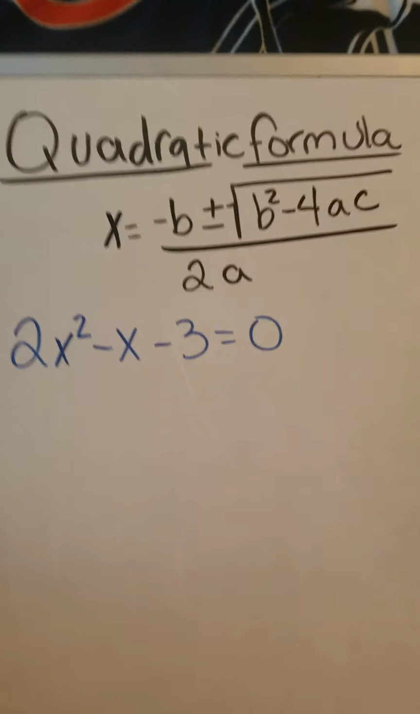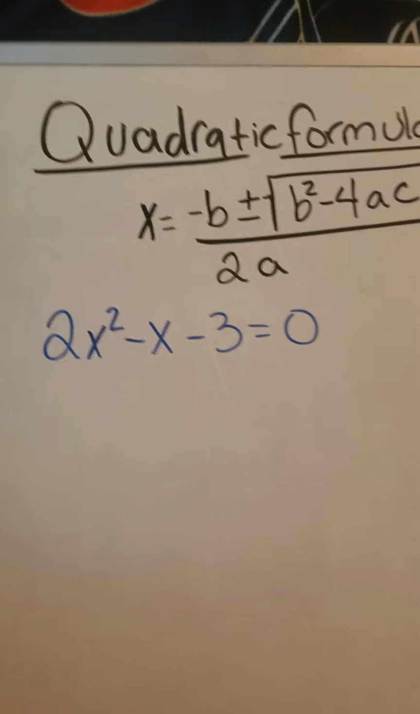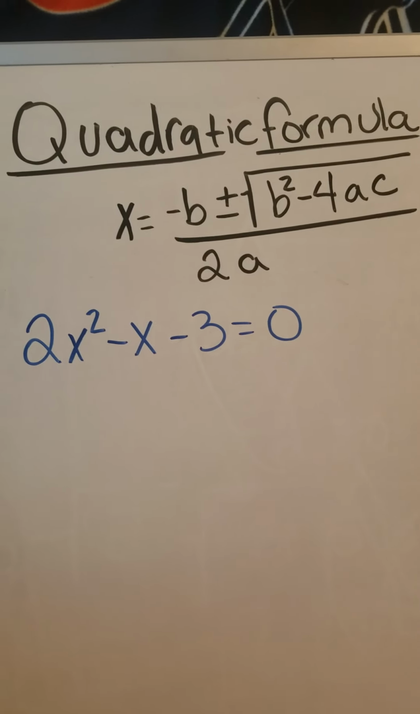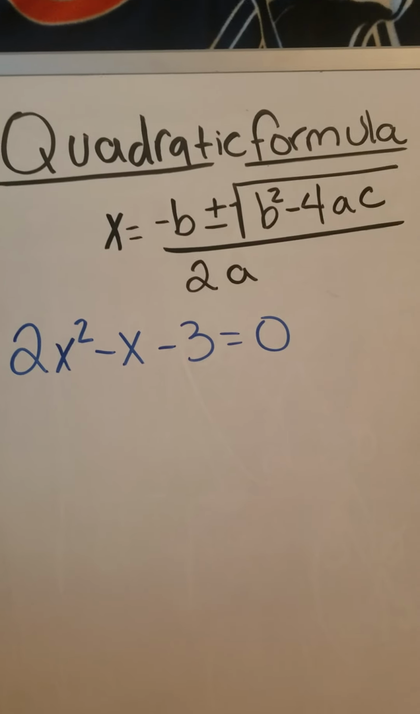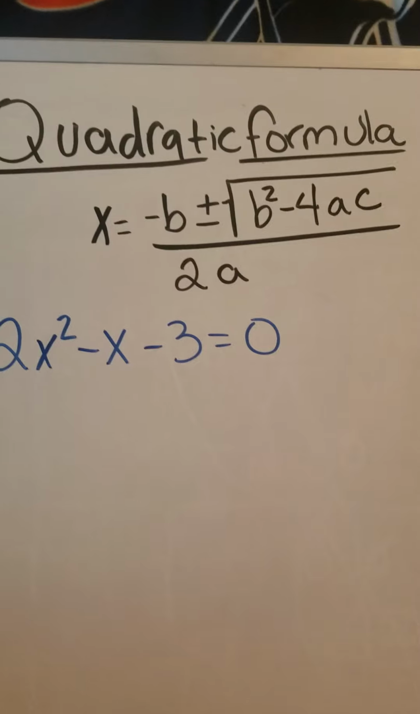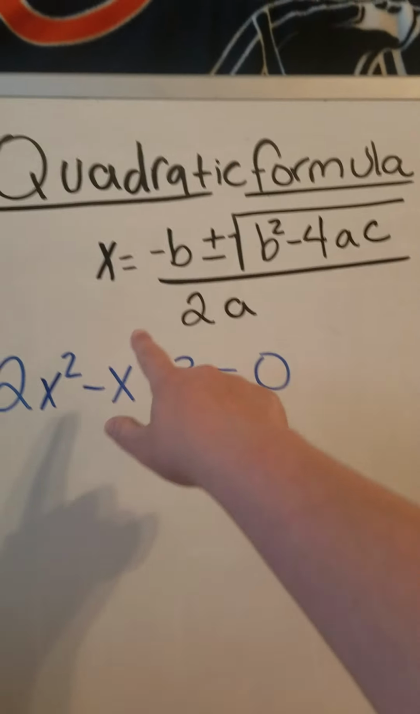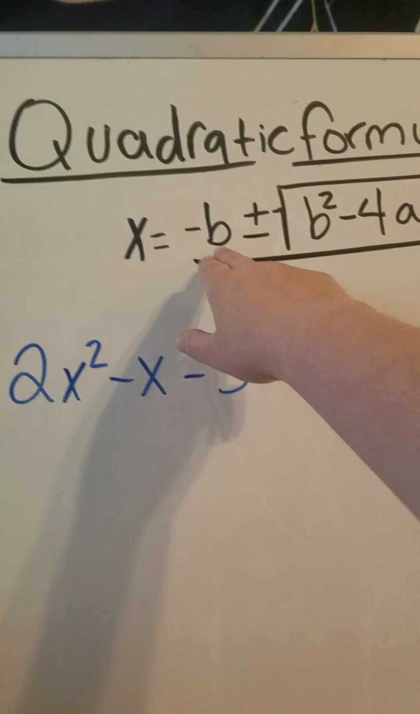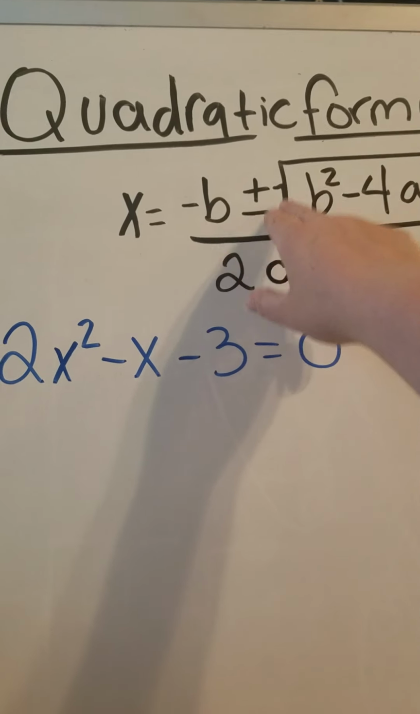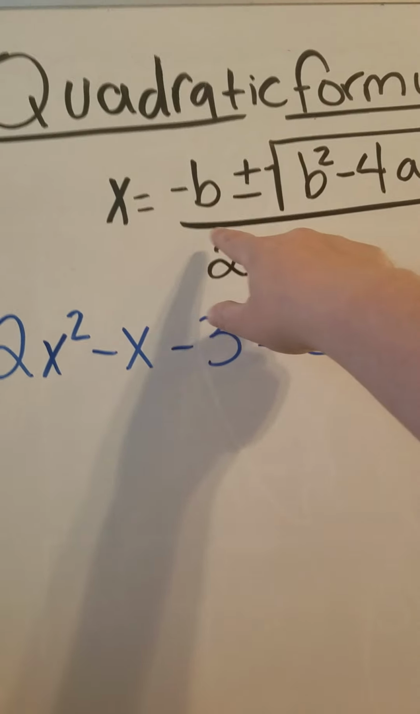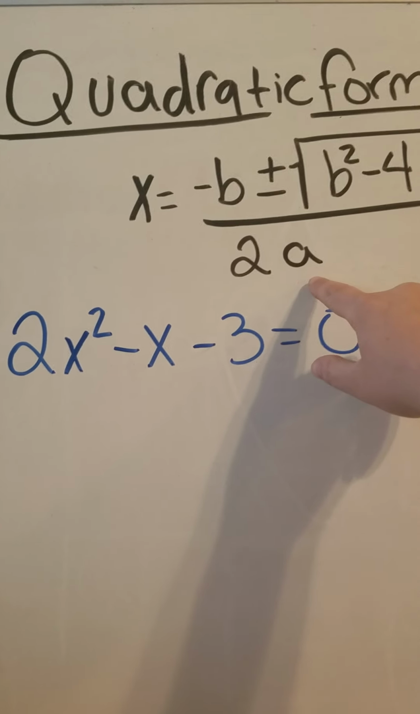Alright guys, so today we're going to talk about the quadratic formula. Hopefully you watched the other video that I had up on Canvas explaining what the quadratic formula is. That way this is not the first time you're seeing the equation. This right here is our equation. X equals negative b plus minus the square root of b squared minus 4ac all over 2a.